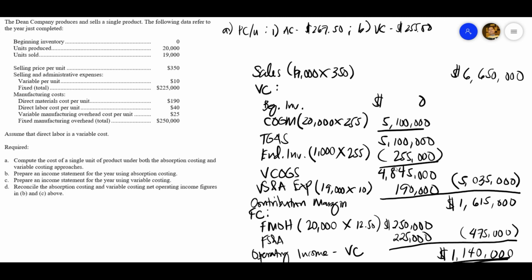I just need to put here our answers. For letter B, our operating income under absorption costing is 1,152,500. For letter C, your operating income under variable costing is $1,140,000. So I'll just erase this one.